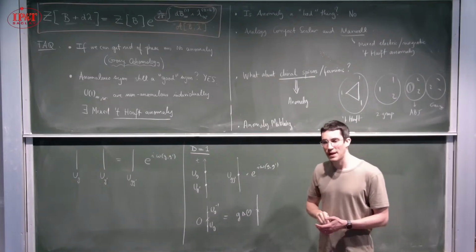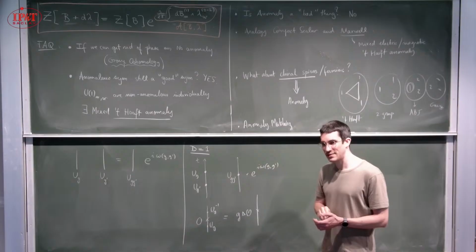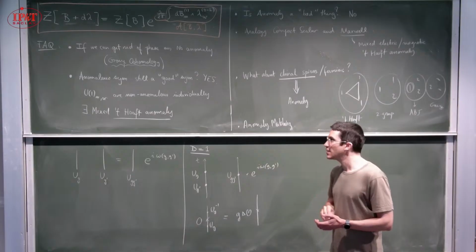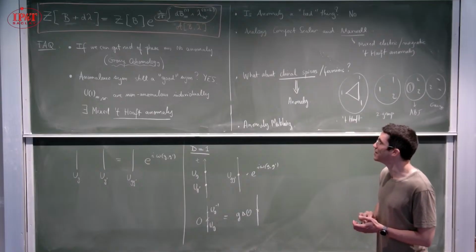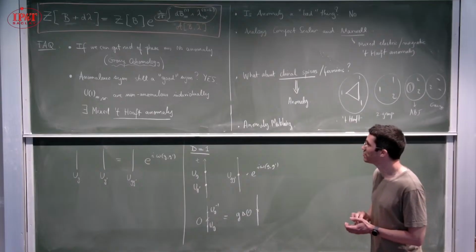Is the statement that the phase depends only on G and G prime equivalent to the statement in the other formalism that A depends only on B and delta? Yes, I would say so.